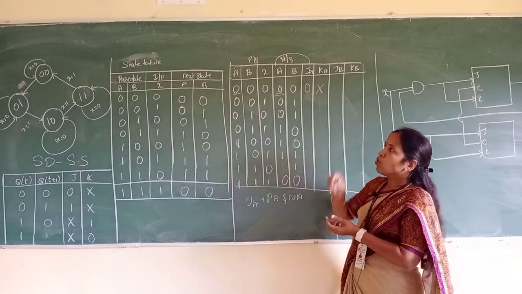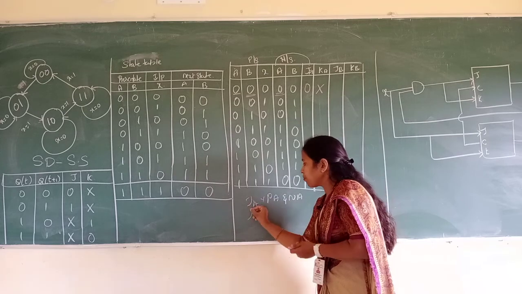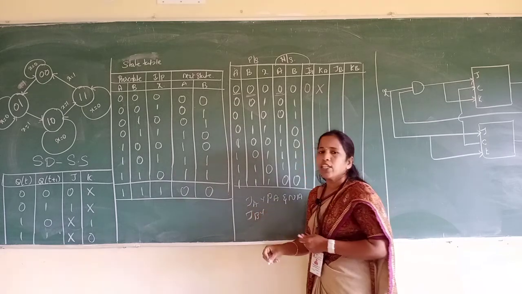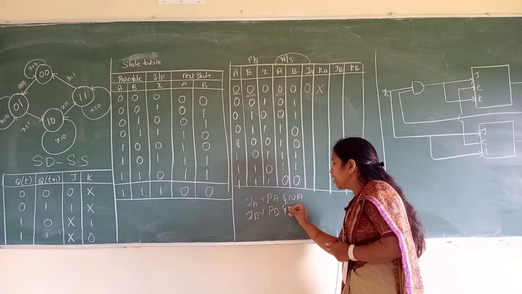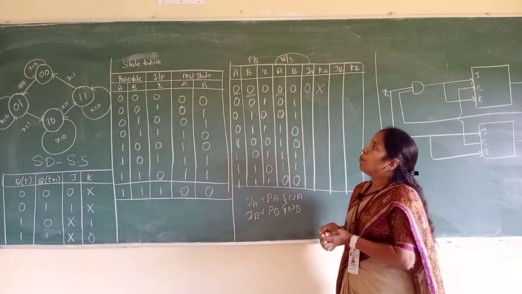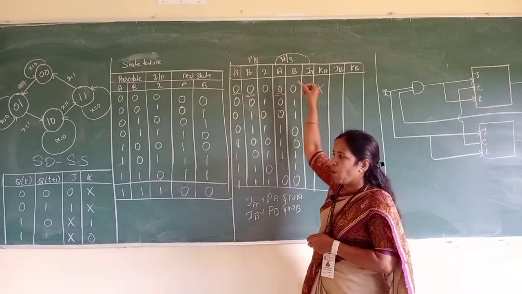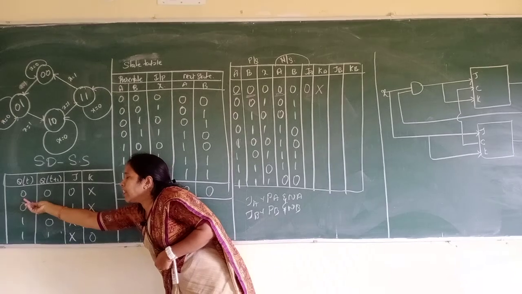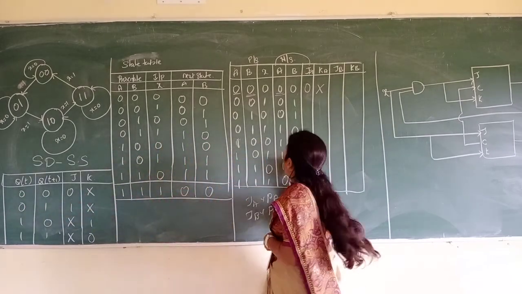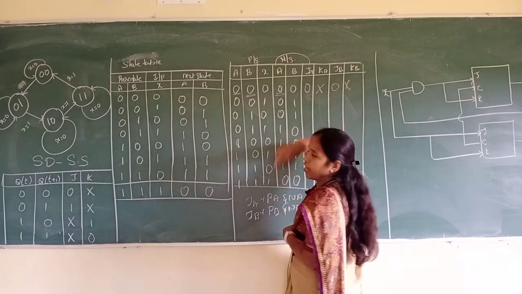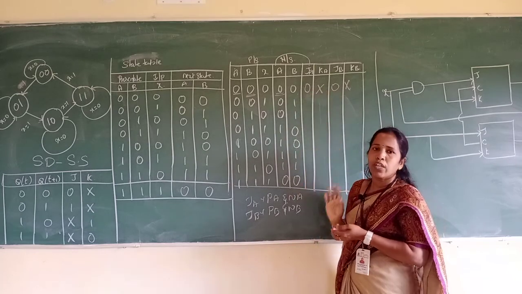Next one is JB, KB. Here it is going to take the present state B value and next state B value. Present state B value is 0 and next state B value is 0. Again applying here, present state is 0, next state is 0, then the JB value is 0 and the KB value is X. If you understand that first step, then only you can go to the next steps.